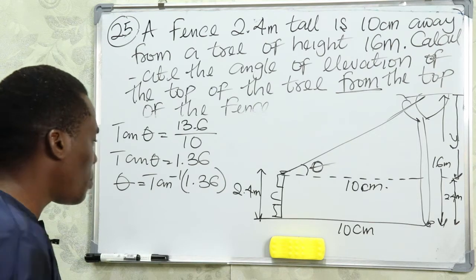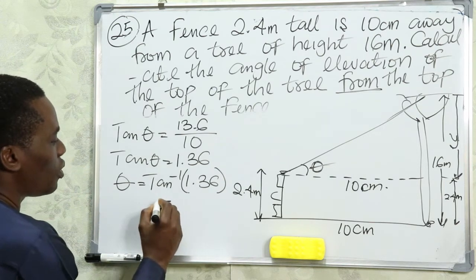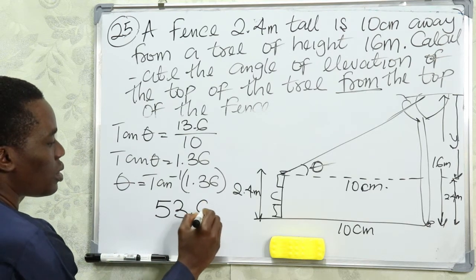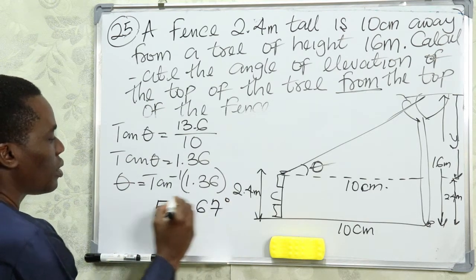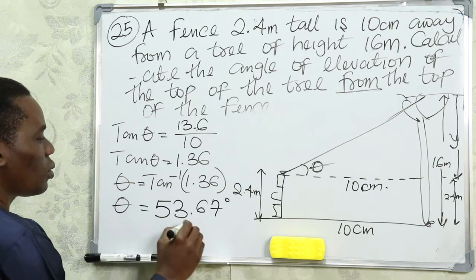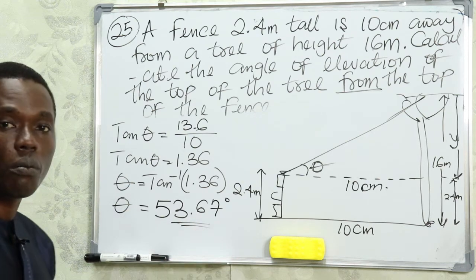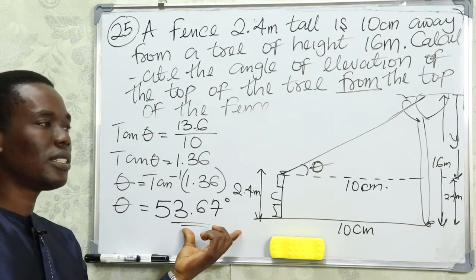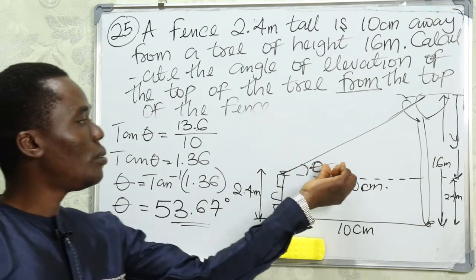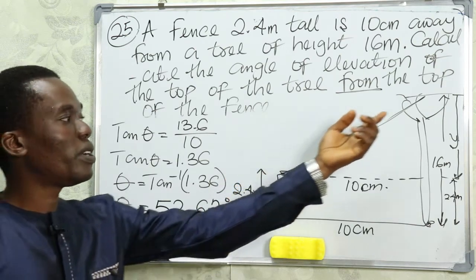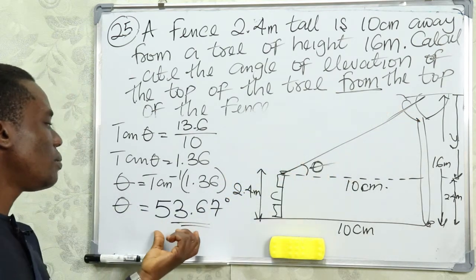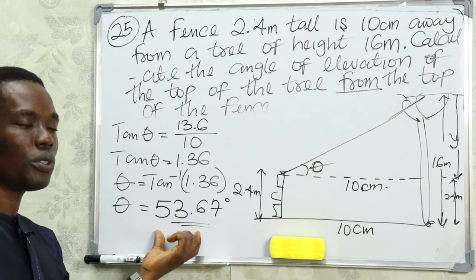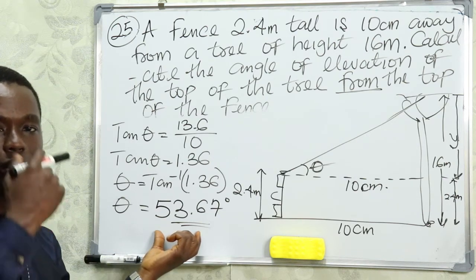And if you check it properly, this value will lie on an angle of 53 under the difference of 6 and 7. So our theta will be equal to 53.67. That is the answer. So the angle of elevation from the top of the fence to the top of the tree is 53.67. If you check the options, this is part of the options.